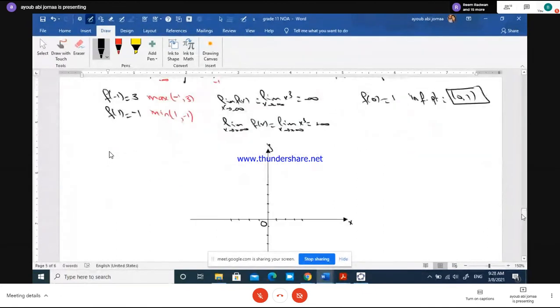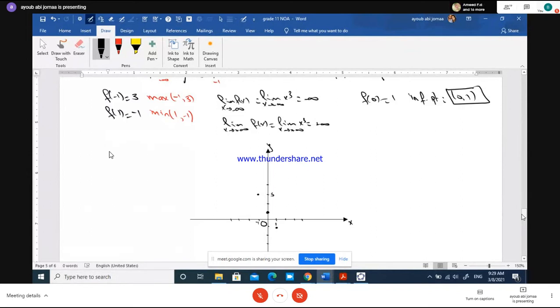The maximum, negative 1, 3. Here is the maximum point. We have 1, negative 1, the minimum. And we have the inflection point 0, 1.